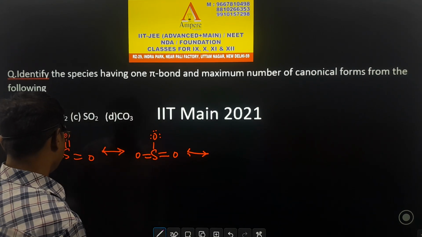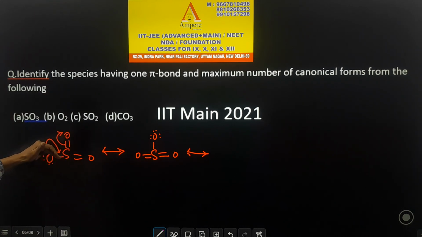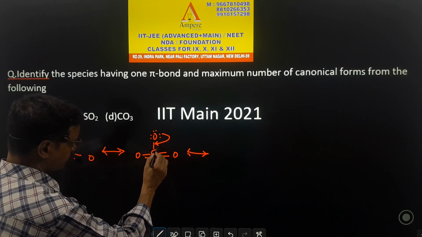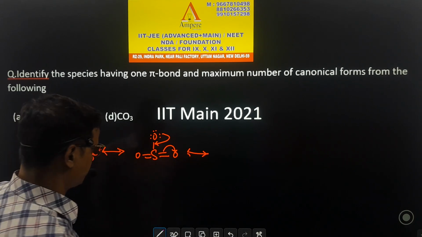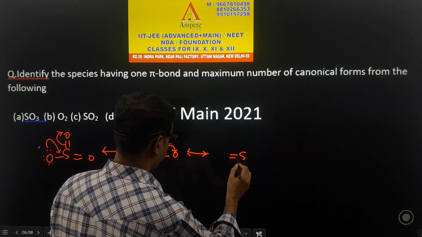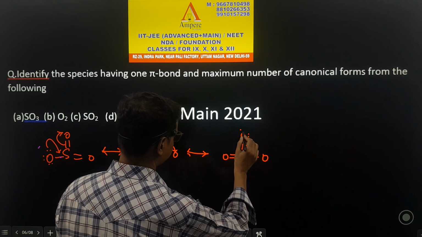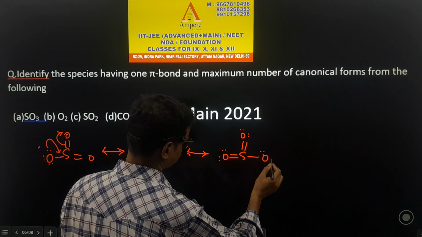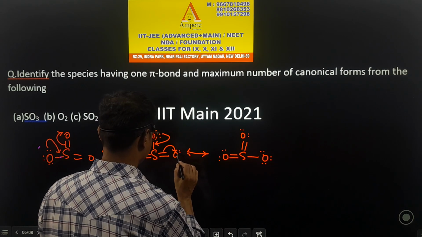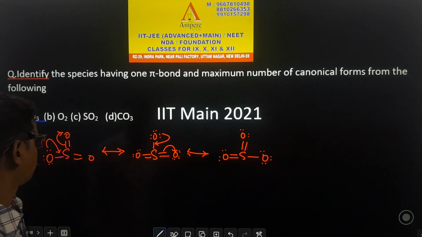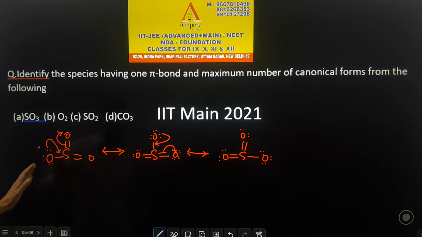Initially this had come here for double bond formation, and there was a double bond. Now this electron will come here and this oxygen will attract. That means this lone pair of electrons comes here for double bond formation, and this oxygen will attract that pi bond. So here sulfur double bond oxygen, here will also be a double bond, and here a single bond. So in case of SO3, there are 2 pi bonds and 3 canonical structures.